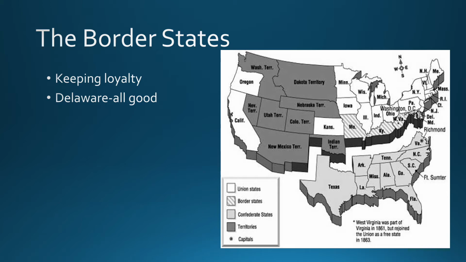Delaware was not going to secede. Although a slave state, a very small percentage of its population were slaves, and its economic ties were definitely with the North. So that was not very much a concern for the Union, so not really a big problem there.